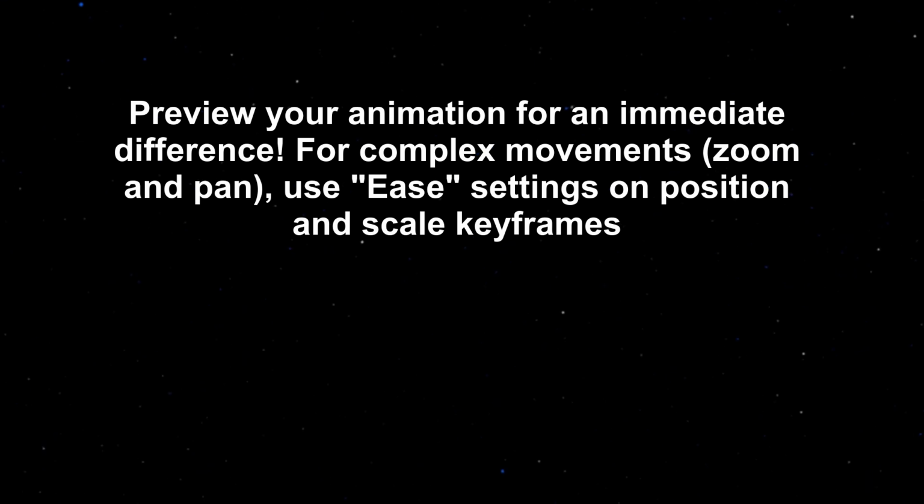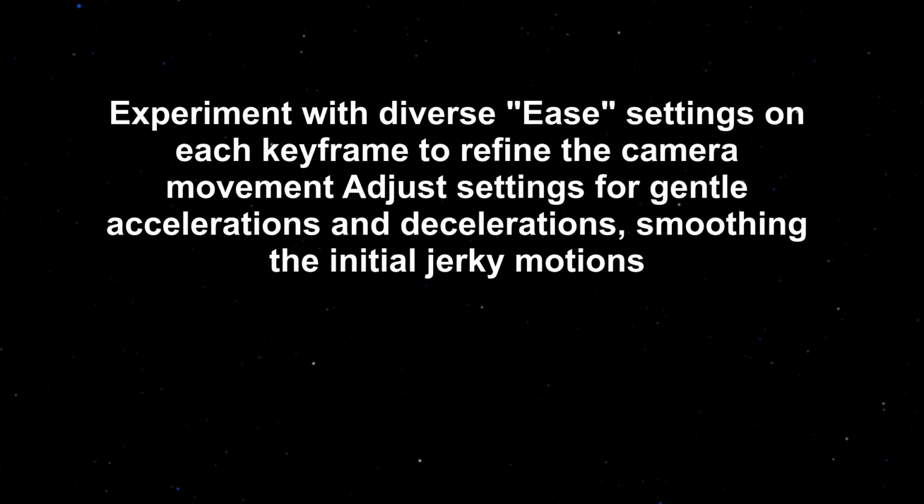For complex movements, zoom and pan. Use these settings on position and scale keyframes. Experiment with diverse ease settings on each keyframe to refine the camera movement. Adjust settings for gentle accelerations and decelerations, smoothing the initial jerky motions.